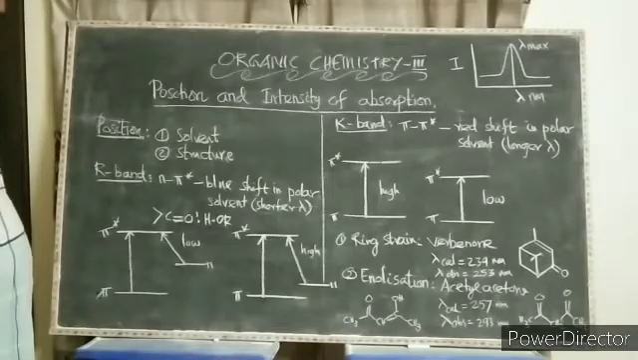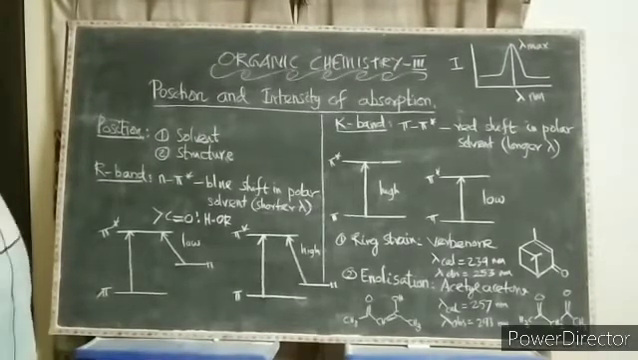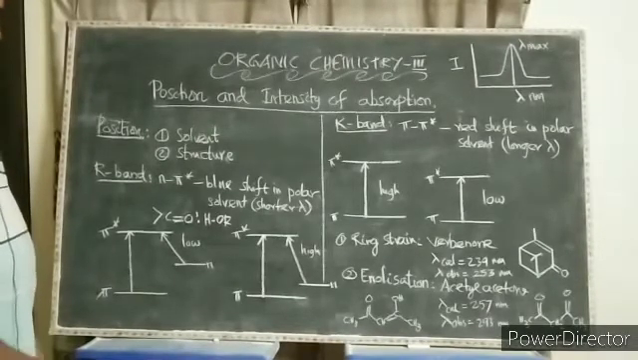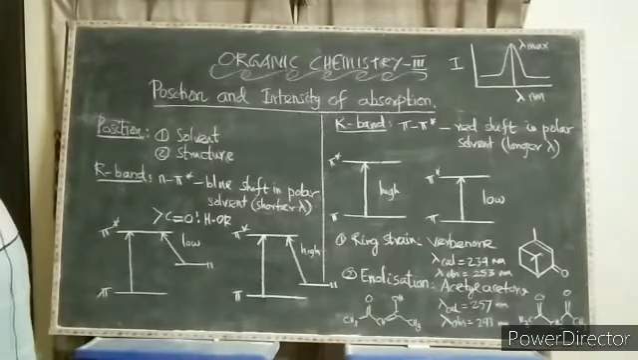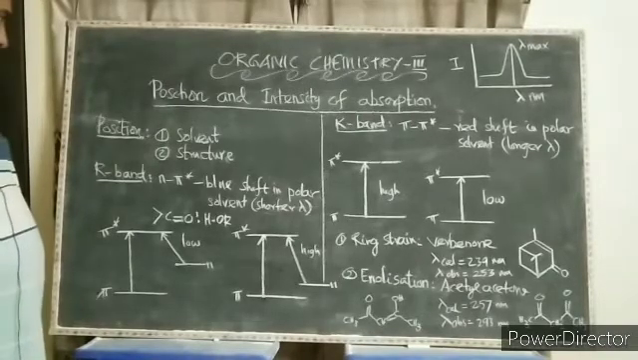So, as a result, the n electrons cannot be excited easily, and not only that, the energy level also becomes low because the electrons are solvated. Their overall energy level comes down. So, as a result, the R band or n to pi star transition undergoes a blue shift in polar solvent, that is, the wavelength of maximum absorption moves toward the shorter wavelength region.